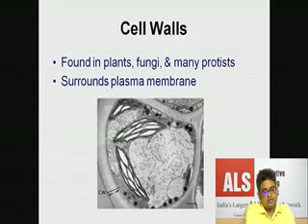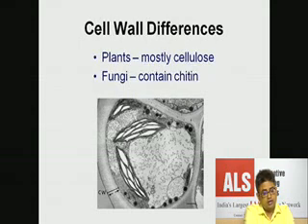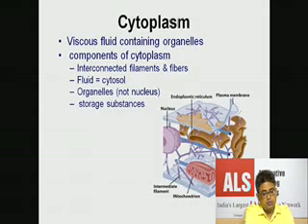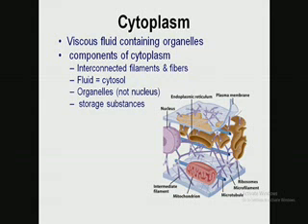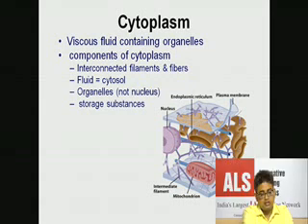Cell walls. Cell walls are found in plants, fungi and many protists. They surround the plasma membrane. The cell wall in plants is composed of cellulose. In fungi, it is composed of chitin. Cytoplasm is a viscous fluid containing granules. It contains a lot of storage substances. This is visible in this diagram here.